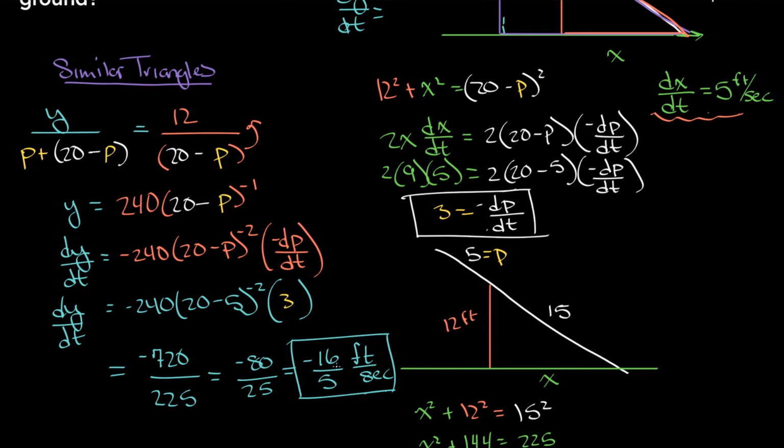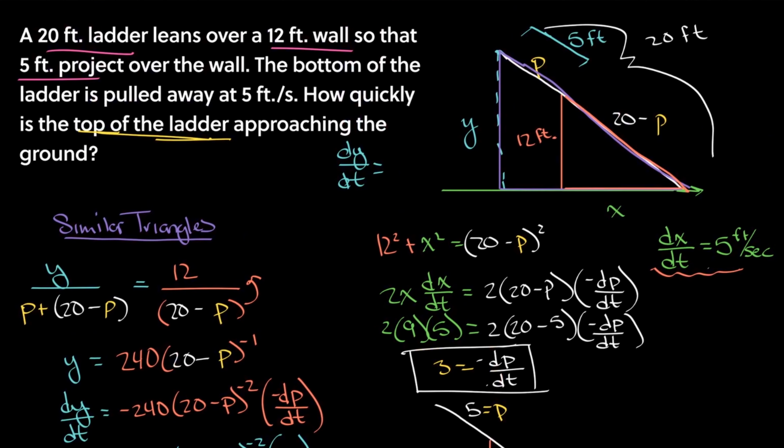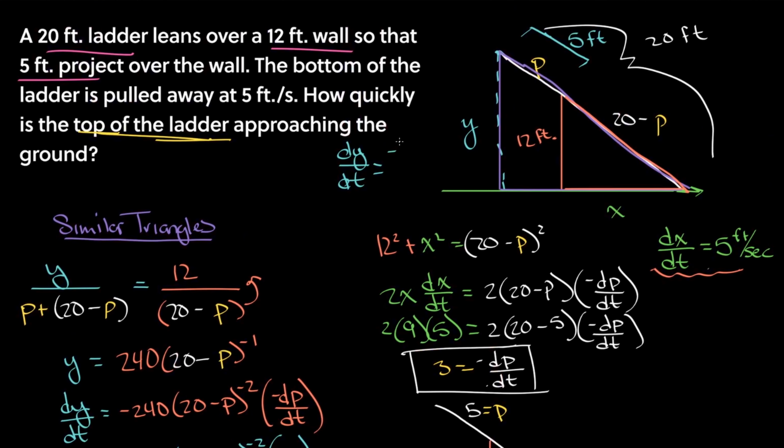So it's roughly around 3 feet per second. If we come back up here, we found that to be negative 16 fifths feet per second. And again, that's just saying the top of our ladder is approaching the ground at roughly, just a little more than 3 feet per second. So that's the problem.